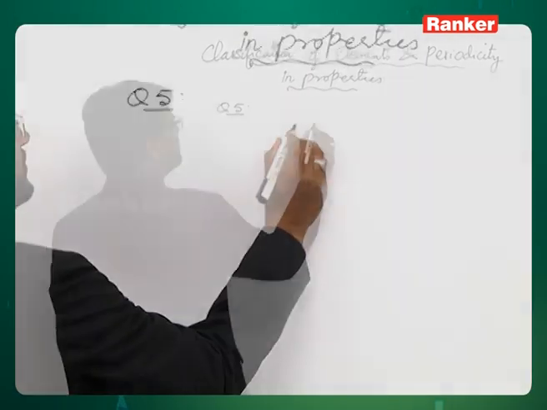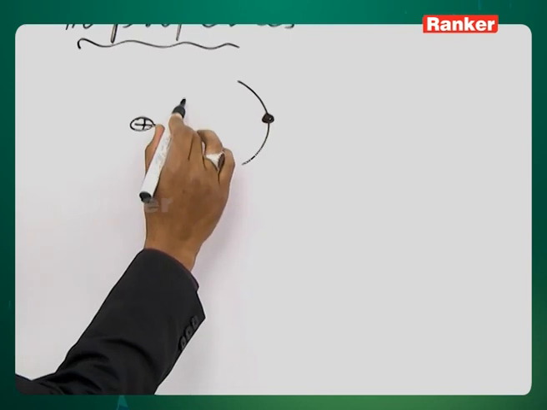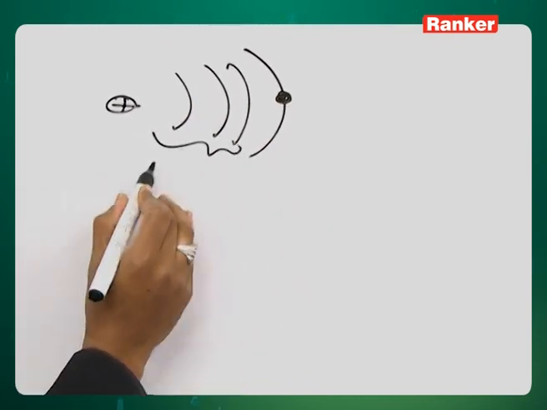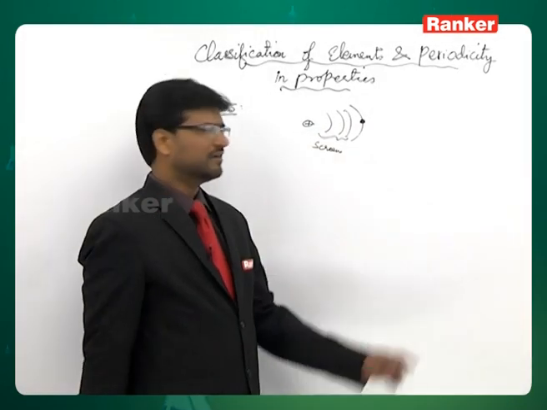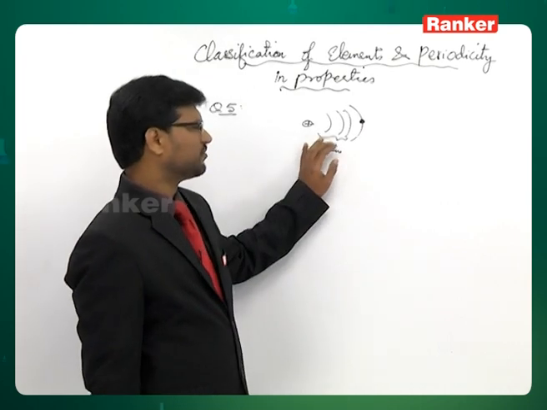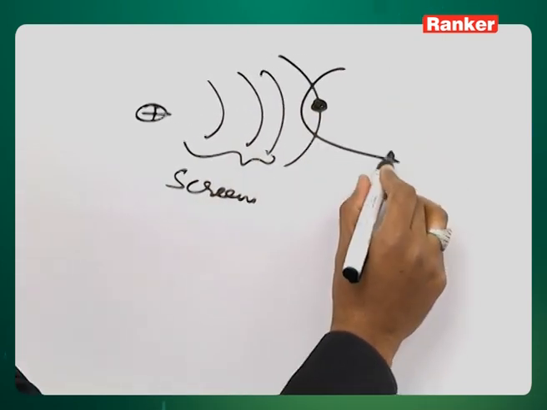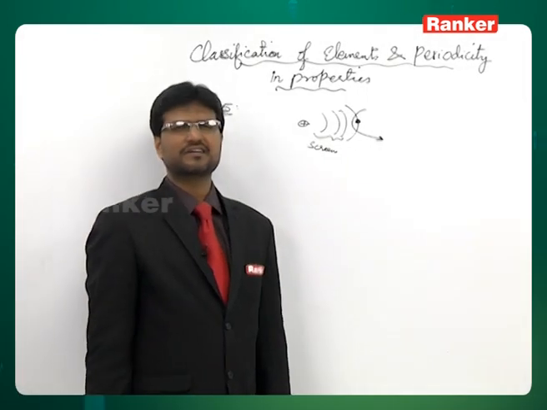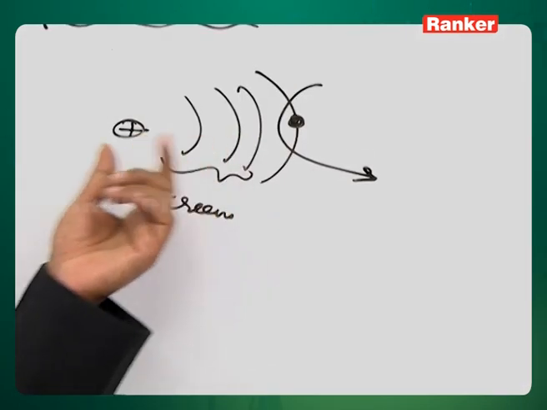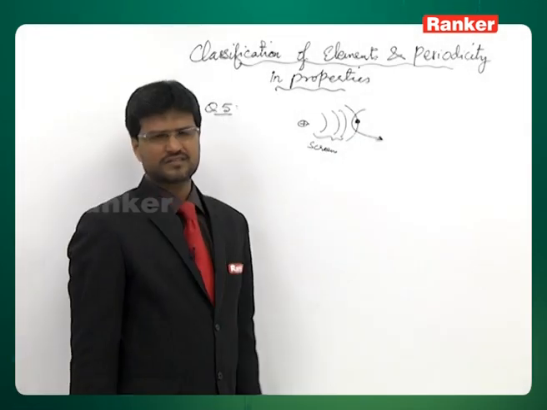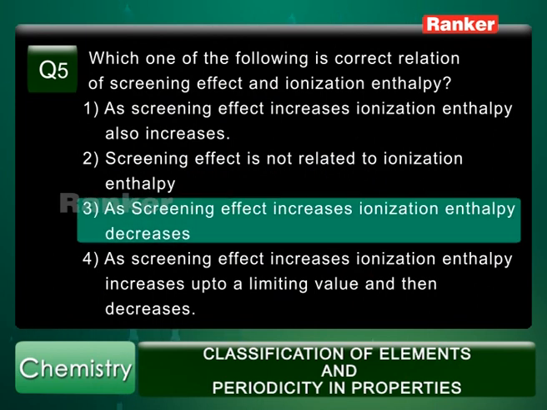See, what is screening effect? Imagine this is a valence electron, and here we have intervening shells. These act as screens and they decrease the nuclear charge on the valence electron. So, as the number of screening electrons increases, the attraction of the nucleus on this electron decreases and this electron can be lost easily. So, we can say as the screening effect increases, ionization enthalpy decreases, because screens decrease the nuclear pull on the electron. So, the correct answer has to be the third option. As screening effect increases, ionization enthalpy decreases.